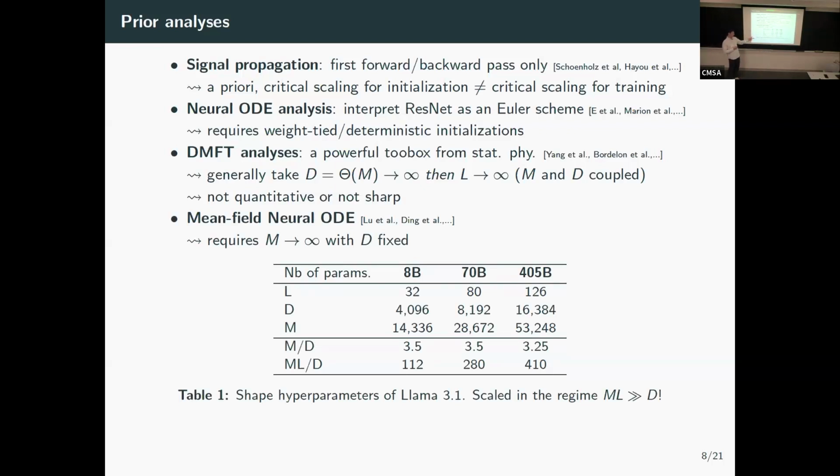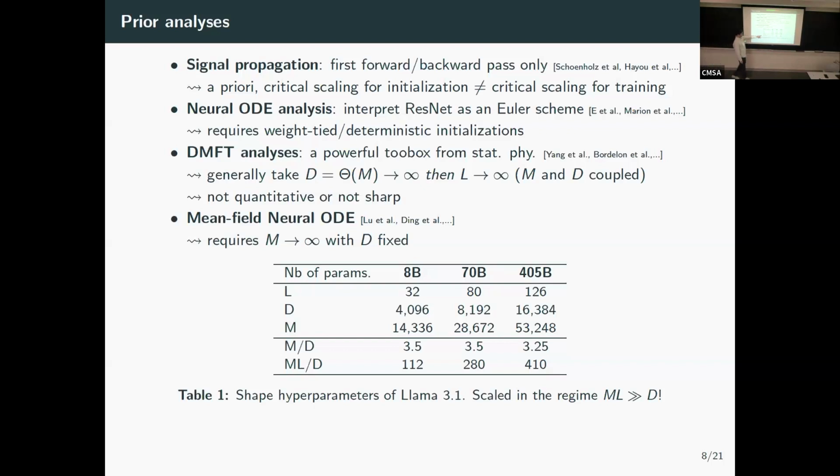But now if we look at, let's say, a standard architecture here, this is Llama 3.1, a large language model from a few years ago. They have 3 models in their family of 8 billion, 70 billion, and 400 billion parameters. And these are the corresponding parameters they have for the MLP blocks. You see that M over D does not diverge. So we are not really in the regime where the hidden width is much larger than the embedding dimension.